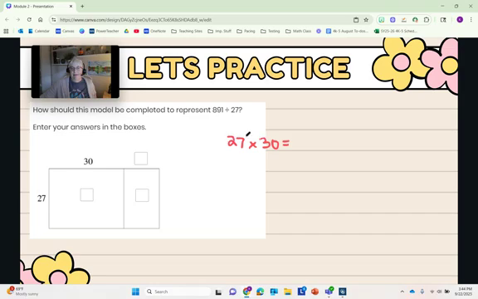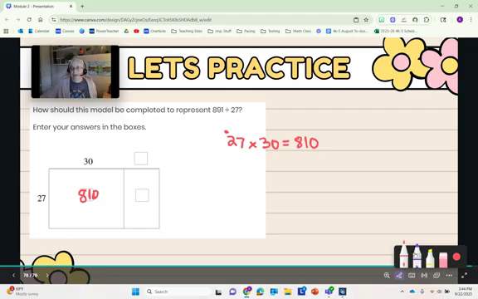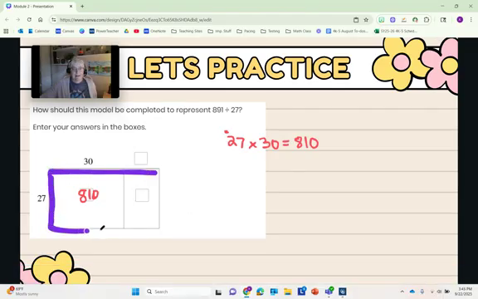So 27 times 3, 7 times 3 is 21. Carry the 2. 3 times 2 is 6. Plus 2 more is 8. Put my 0 on it. So this box will be 810. Now we need to figure out how much is left to divide for this last part. We know that this total in the box has to equal 891. We know that this entire box has to equal 891.